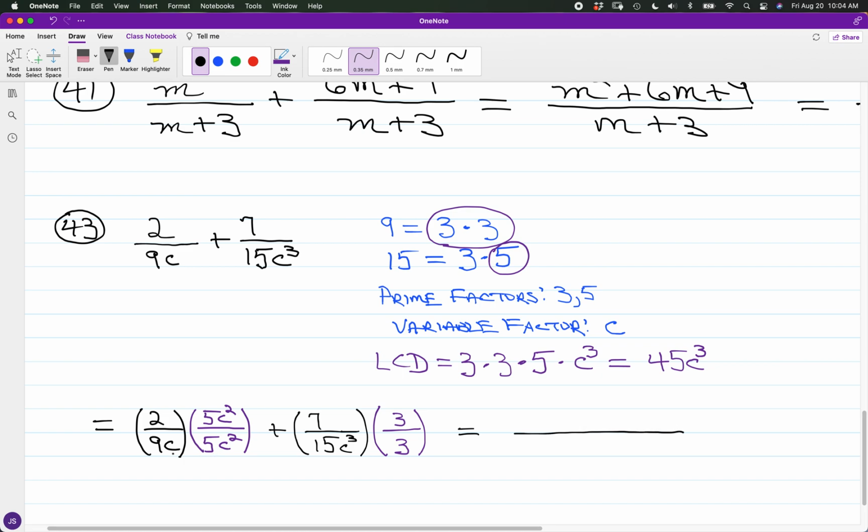Again, we have both of the denominators adjusted to 45C cubed, and combining the numerator terms, we have 2 times 5C squared, which is 10C squared, and we have 7 times 3 is 21, and so for this final outcome, okay, we have 10C squared plus 21 all over 45C cubed.